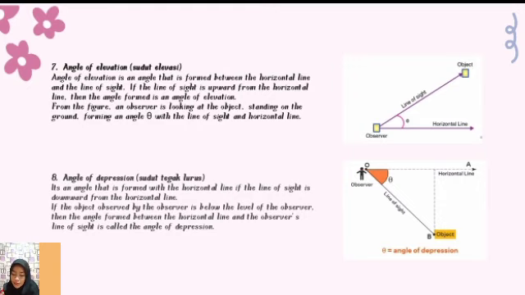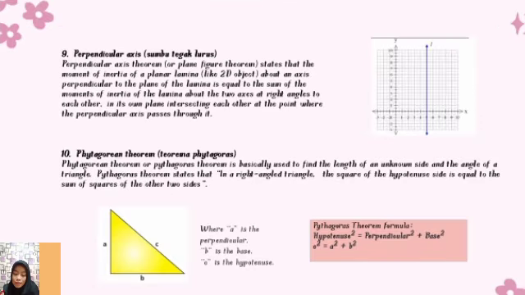We can see in this picture, for example, this is a human being, the observer, and the line of sight to the object, and theta is the angle of depression with the horizontal line. Next, number 9 is perpendicular axis, or sumbu tegak lurus in Bahasa. A perpendicular axis is an angle that is formed between the horizontal line and the line of sight. If the object observed by the observer is below the level of the horizontal line, then the angle between the horizontal line and the observer's line of sight is called the angle of perpendicular axis.